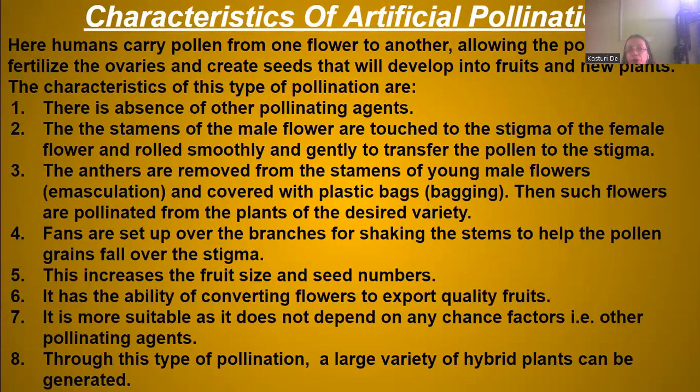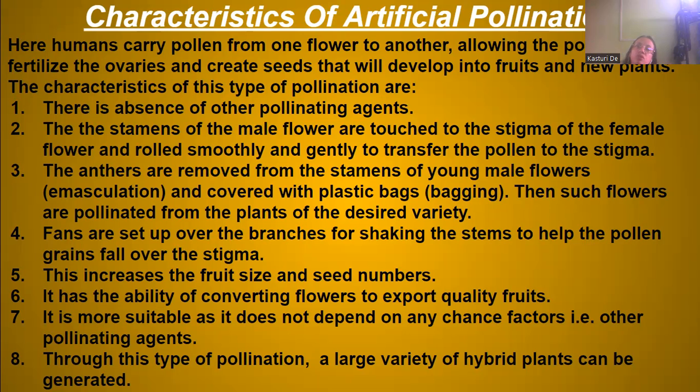Now, artificial pollination. Here, man is involved. He will create the pollination himself, allowing the pollen to fertilize the ovaries and create the seeds that will develop into fruits and new plants. The characteristic is the absence of any other pollinating agent. The stamens of the flower are touched to the stigma of the female flower and rolled smoothly and gently to transfer the pollen grains to the stigma. Artificially, it is done.